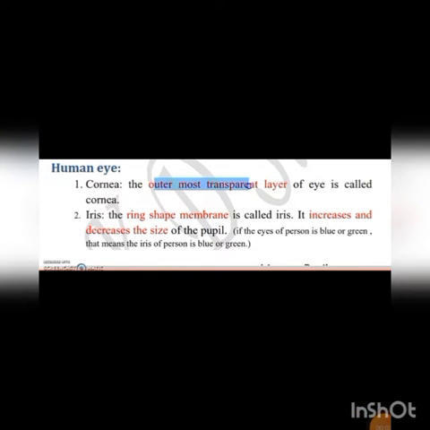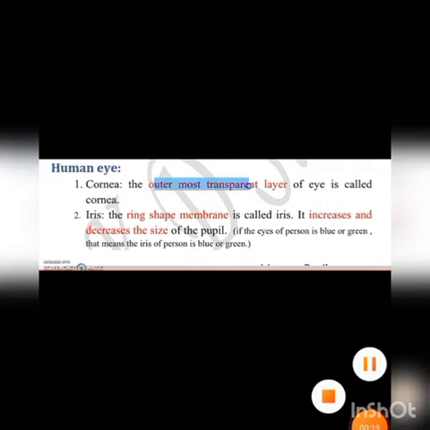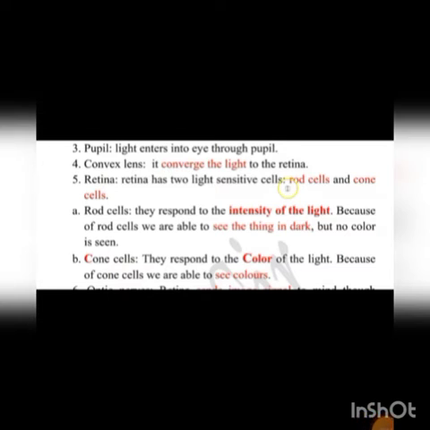First one, cornea. The outermost transparent layer of the eye is called cornea. Second one, iris. The ring-shaped membrane is called iris. It increases and decreases the size of the pupil. Third one, pupil. Light enters into the eye through pupil. Fourth one, convex lens. It focuses the light onto the retina.